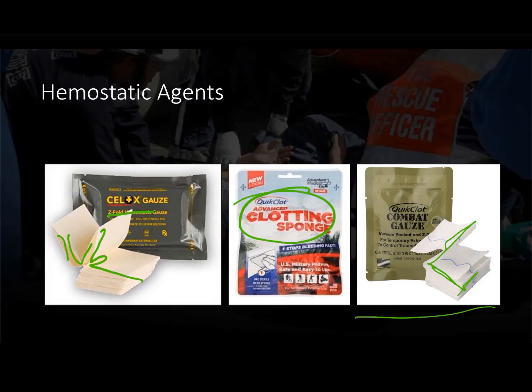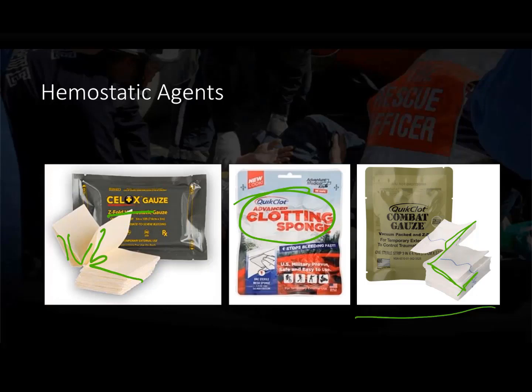Some information about older agents. Hemostatic agents in the generation that we have in the field today do not create an exothermic reaction. In the past, our early generation of hemostatic agents created heat in the process of the chemical activating and working to create clotting, and that heating caused tissue damage and extreme pain in some cases.